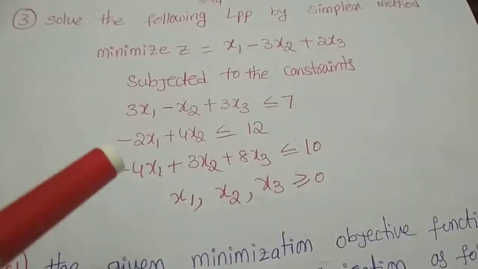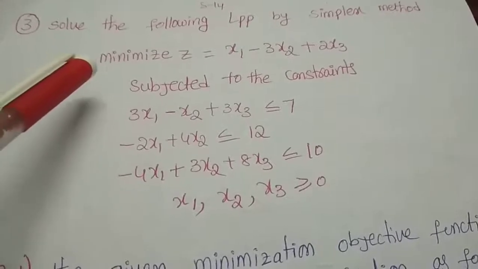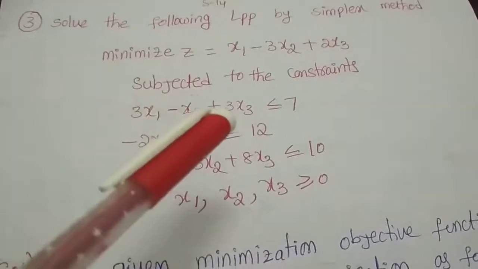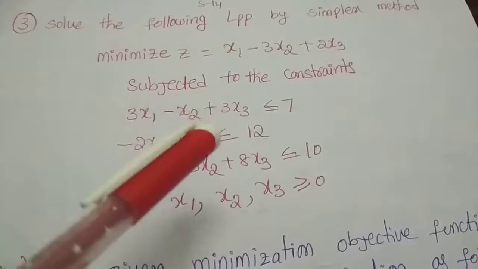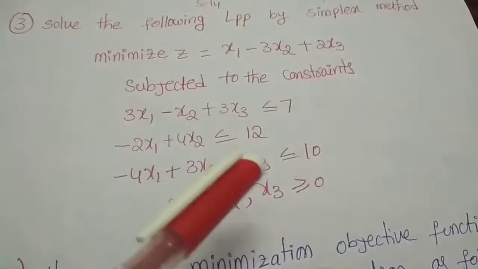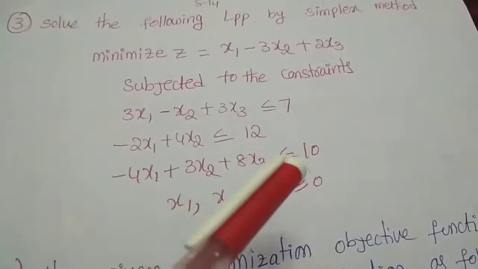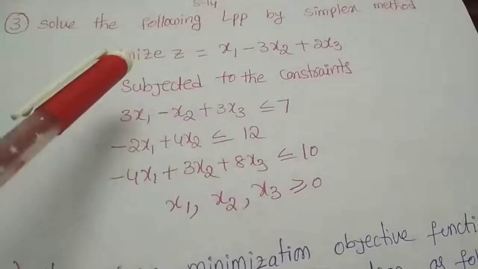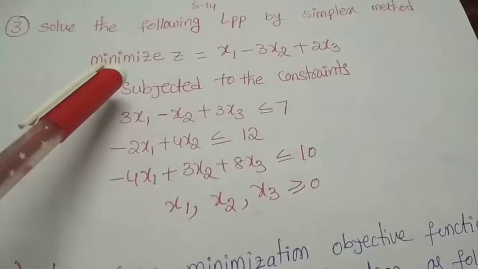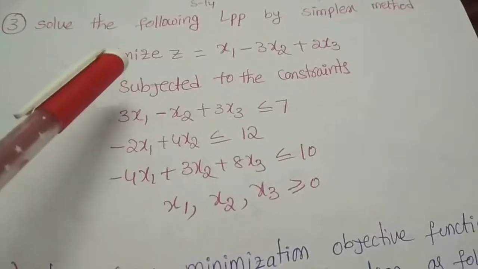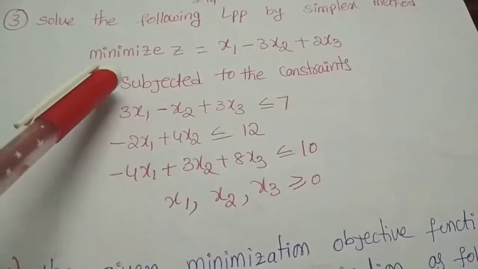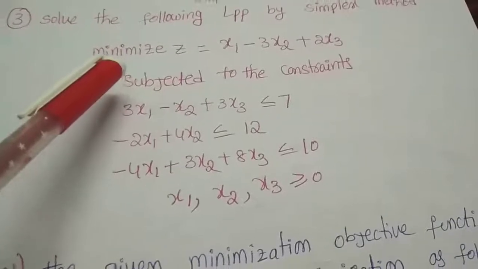It follows three conditions. First condition is that the objective function is in maximization form. Second, subject to the constraints, the inequalities are all less than or equal to type, and third, the right hand side values are positive. These two points are satisfied except the objective function. The objective function is minimize of z, so now we are converting it to maximization form. I will explain here how we convert it.